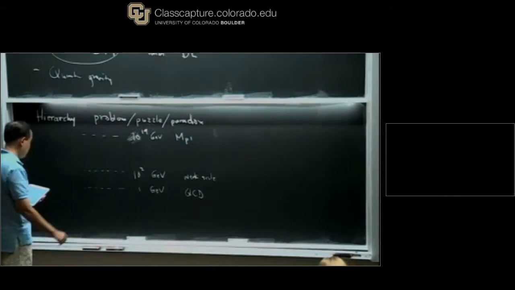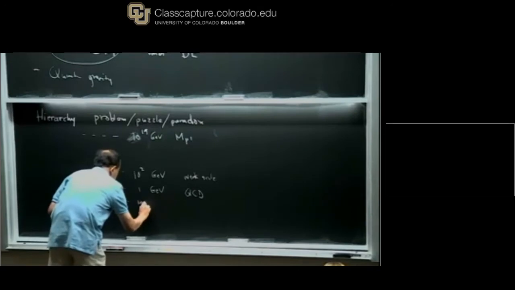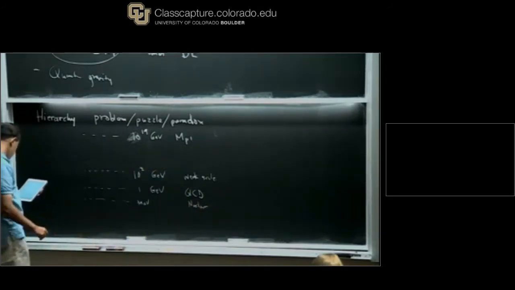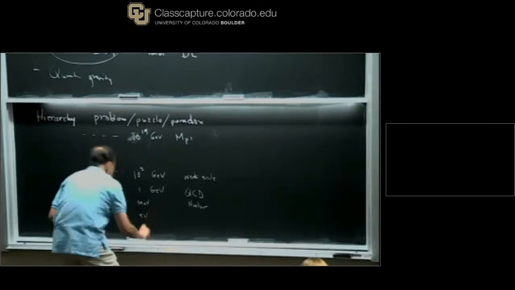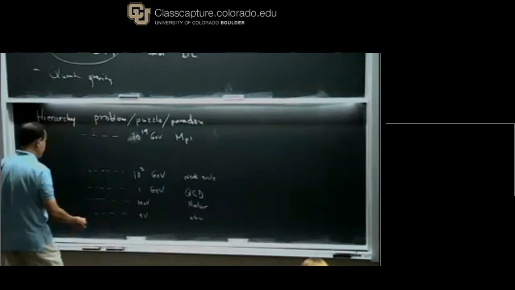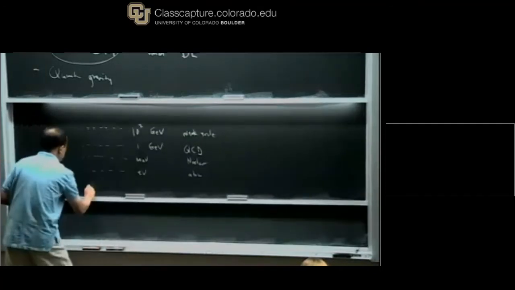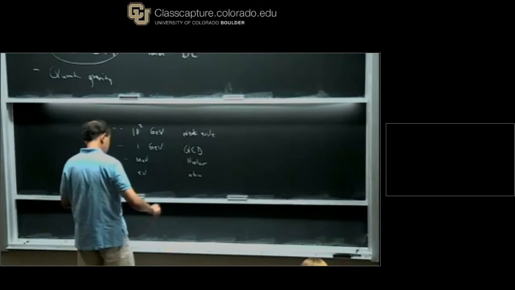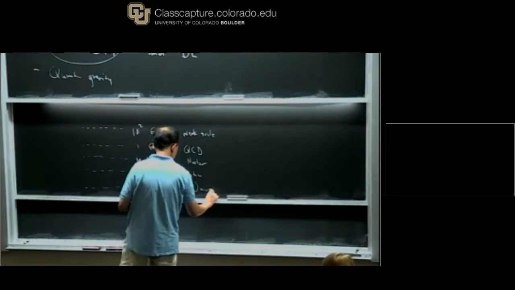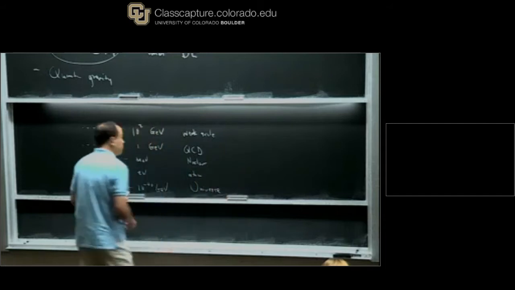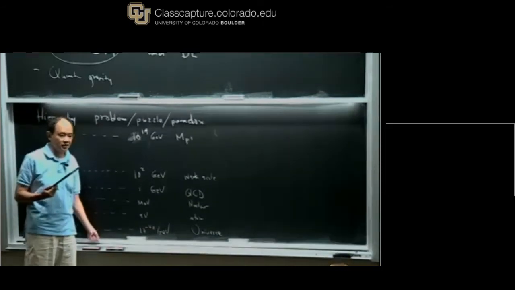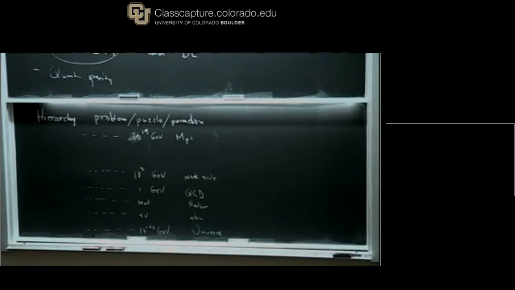I can keep going, perhaps I can add an MeV as well, and this is the scale of nuclear physics. And eV: at this scale we talk about atoms, and below that we talk about chemistry. And the last scale, let me just mention, is 10 to the minus 40 GeV, which is the size of the universe. So we live in a world with all these very different scales. As a physicist, I think you should be puzzled by this.